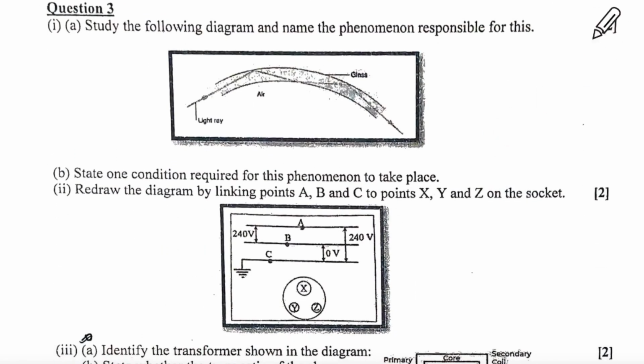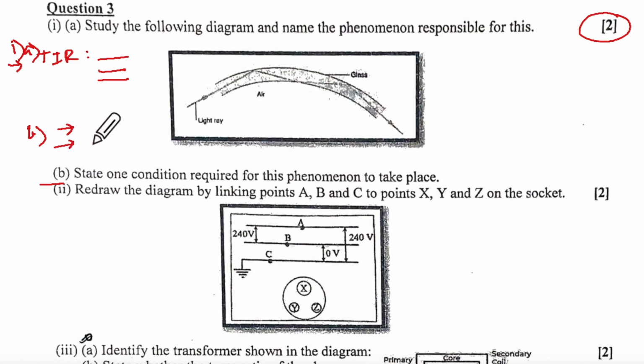Optical fiber. Study the diagram, name the phenomenon. Total internal reflection. Okay, and then you have to define it. So leave 3 lines, learn it up and do that on your own. Name the phenomenon, there are 2 marks, there is A and there is B supplementary part also. B is this: state one condition. And so total internal reflection, 2 conditions. Learn them up.